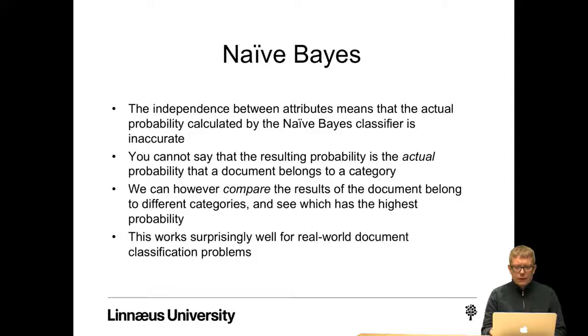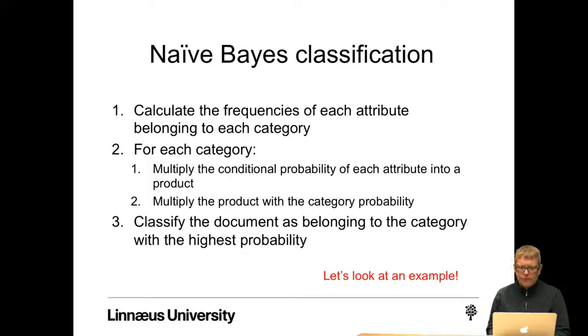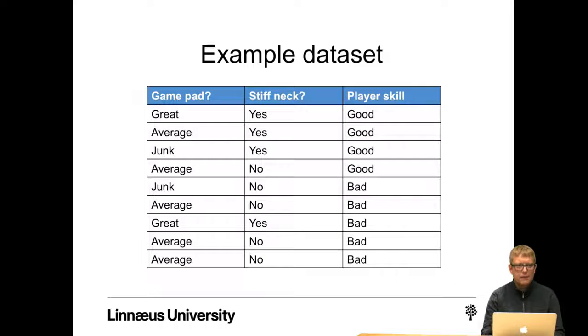So the naive Bayes classification works like this. Calculate the frequencies of each attribute belonging to each category, and for each category multiply the conditional probability of each attribute into a product, multiply the product with the category probability, and classify the document as belonging to the category with the highest probability. So actually quite a few steps, it can be a bit difficult to understand, so we take an example, that's usually easier to understand what we mean.